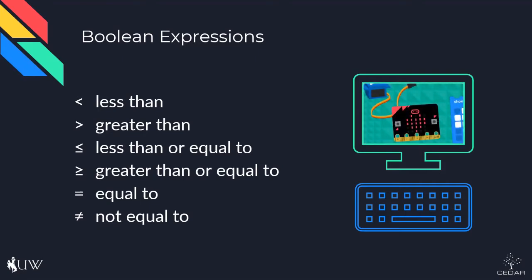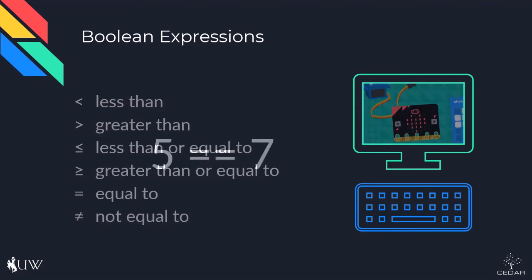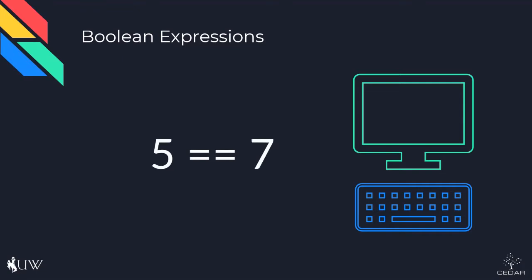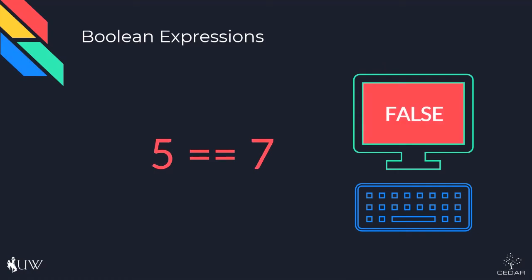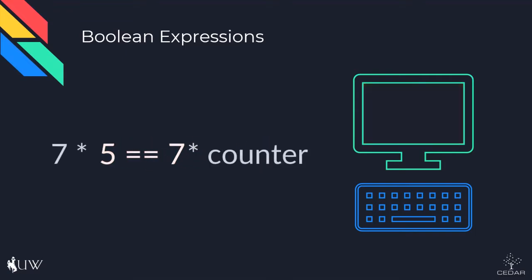Now that we're familiar with all the Boolean expression symbols, let's look at a couple more examples. How about this one? Does 5 equal 7? Well, no, of course it doesn't, so that expression evaluates to false. The values on each side of a Boolean expression can be numbers, like they are here, or they can be math expressions, like this. This Boolean expression asks, does 7 times 5 equal 7 times counter? And the only time this is going to be true is when counter equals 5.